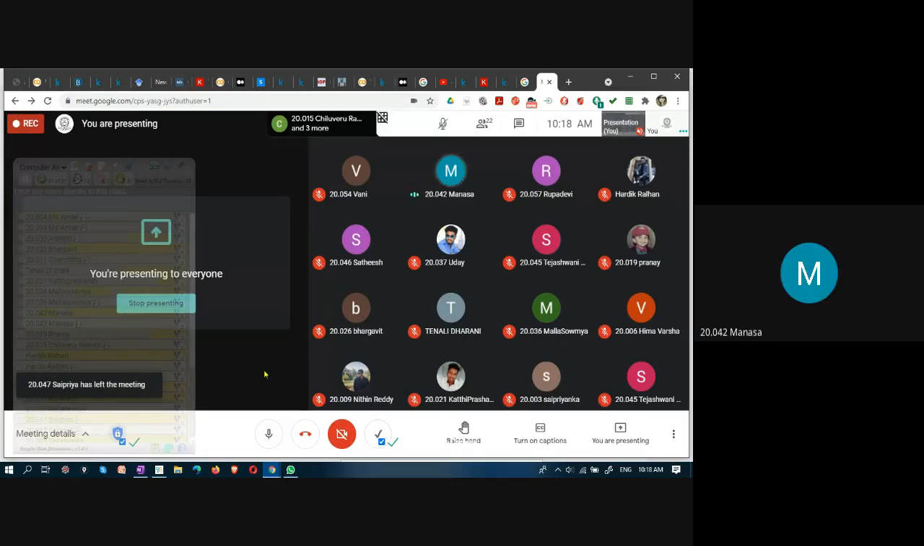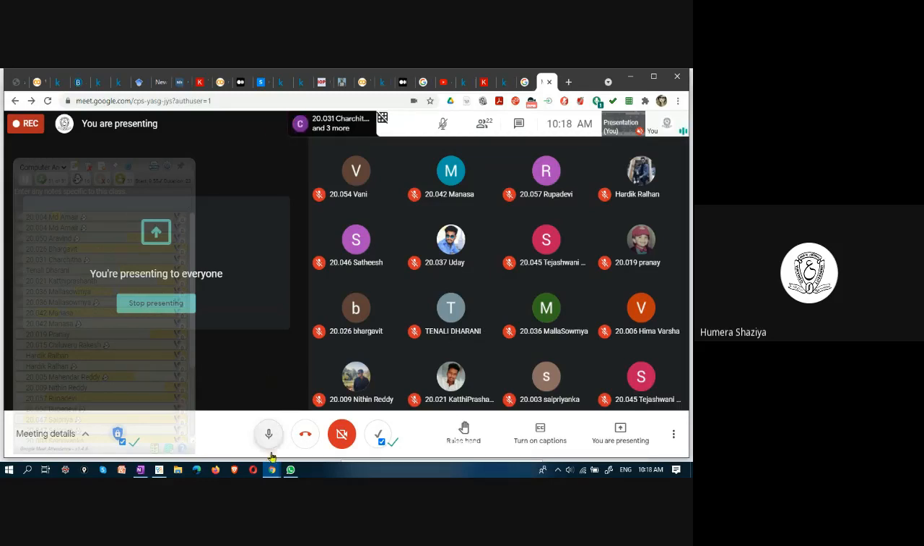Floating point, decimal sign, binary number. No. Next one, next option. In 2's complement and signed magnitude representation. Very good, Vani. In signed magnitude representation and 2's complement.